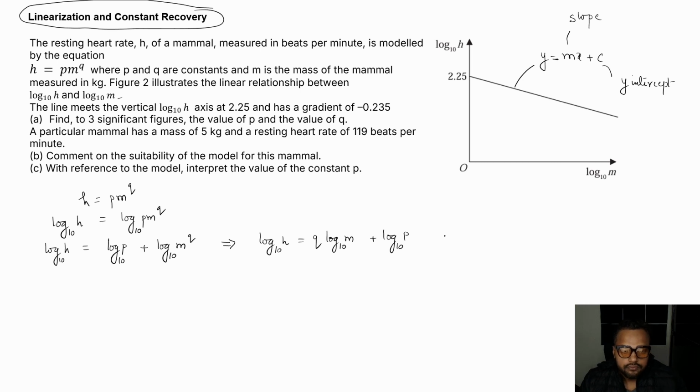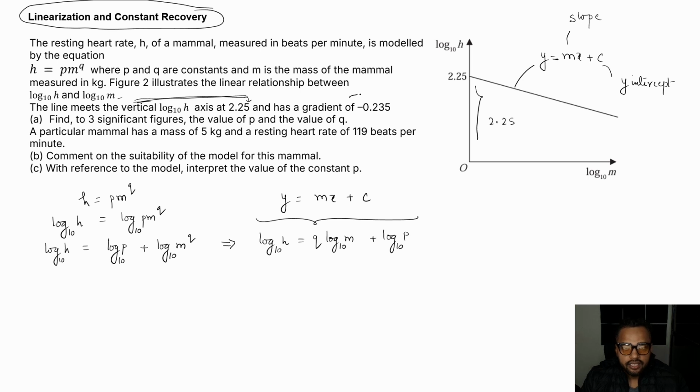Okay, students. Now why have I made this equation, what is the necessity of this equation? I want to take this in y equals mx plus c format. Now we can directly compare here that log h will be equal to y, m will be equal to q, c is the y-intercept here. So c they have given, it meets the vertical axis at 2.25. Okay, this line they have given. So this part will be equal to 2.25.